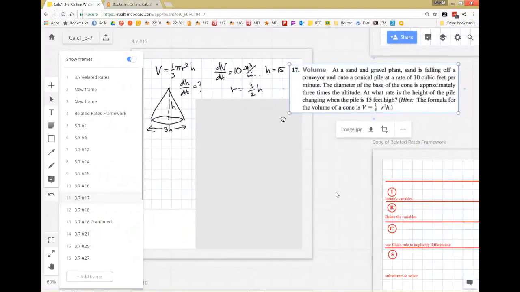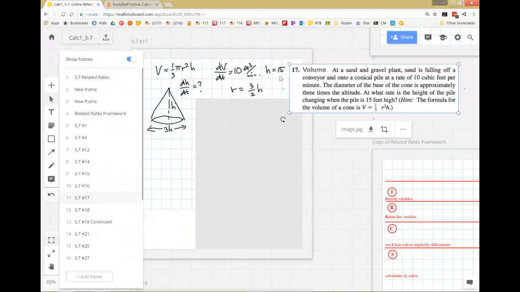So we've got this cone, which is natural. The diameter of the base of the cone is approximately 3 times the altitude. You notice in my drawing here, I've got a cone, and I've got the height h marked, and then they said that the diameter of the base is 3 times the height. So I wrote that as 3h there. At what rate is the height of the pile changing when the pile is 15 feet high? So you notice I wrote up here in the top corner, h equals 15.